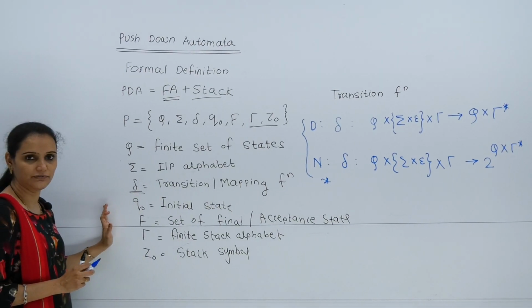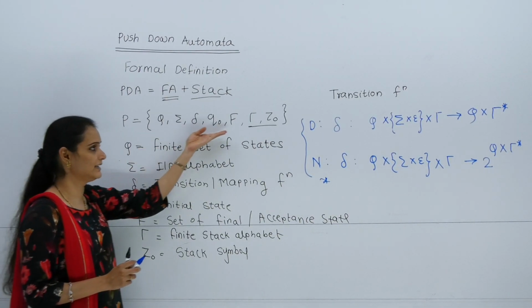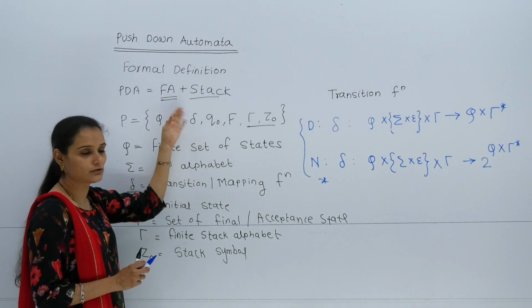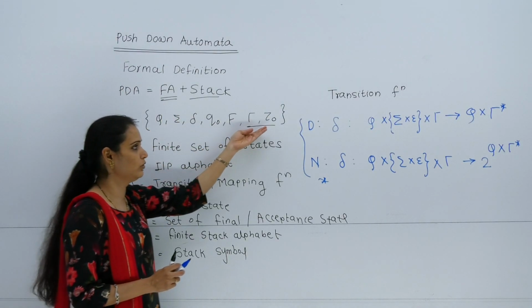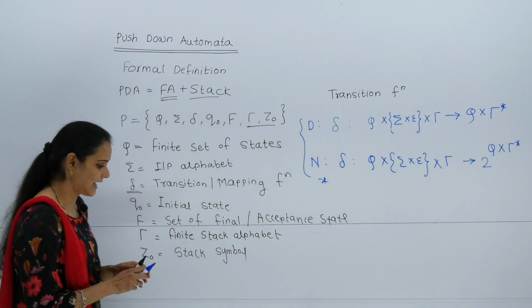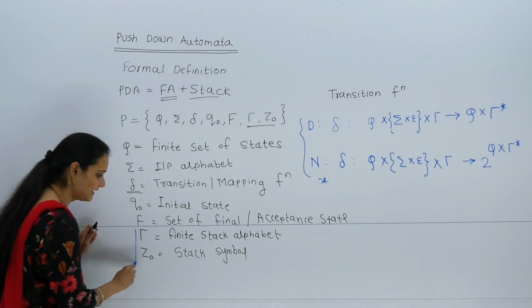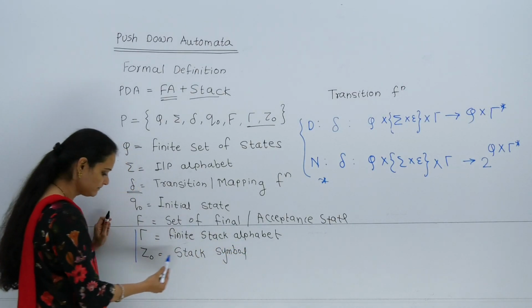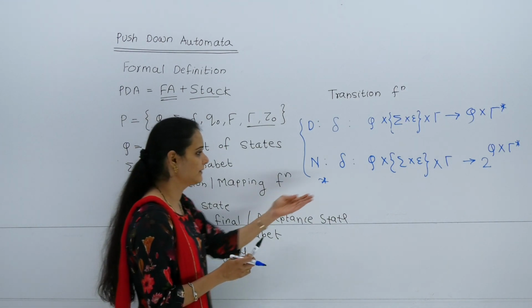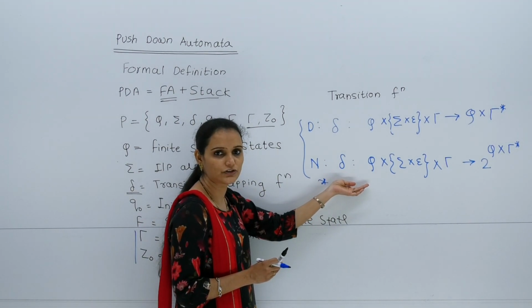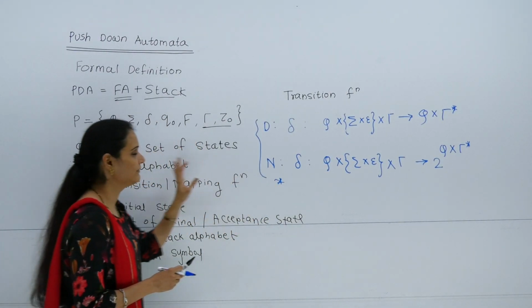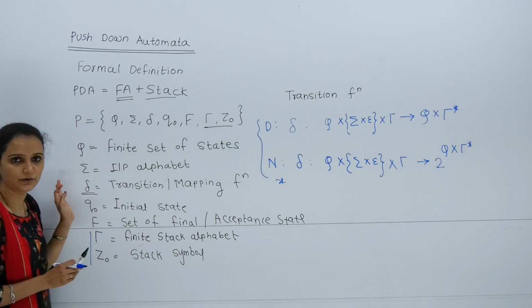So that one is our definition, in which we have studied the 7 tuples. Out of 7 tuples, 5 are the tuples of the finite automata and only 2 new tuples we have added, which are with respect to the stack. So these 2 tuples are nothing but the finite stack alphabet and Z0 is the stack symbol. And the important point is the transition function or mapping function, how to represent it. So that one is the formal definition of the push down automata.